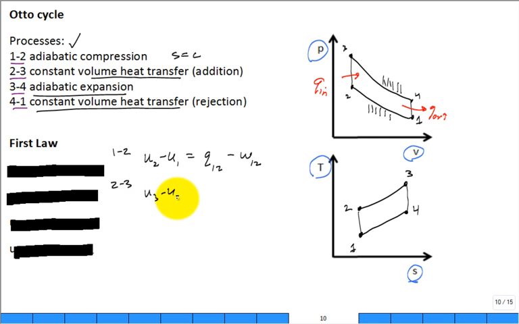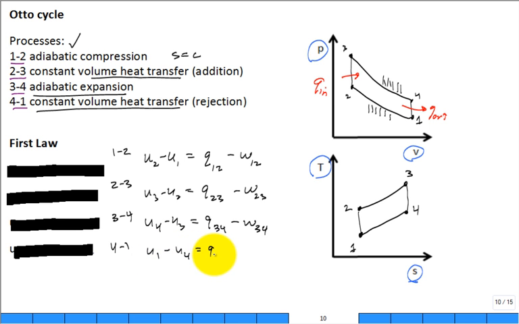U3 minus U2 is equal to Q2-3 minus work 2-3. So let's keep the subscripts clear so that we know, okay, this work is different than this work because of the different process. All right, let's do it for the process 3 to 4. U4 minus U3 equal to Q3-4 minus work 3-4. And then 4 to 1, U1 minus U4 equal to Q4-1 minus work 4-1.